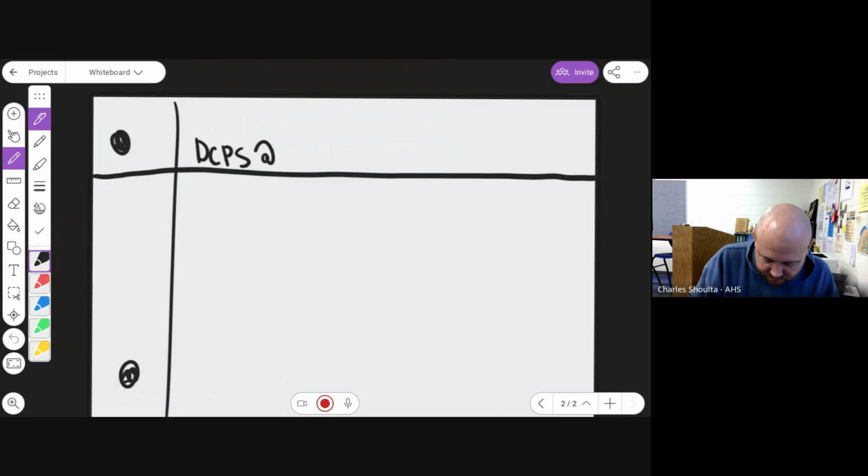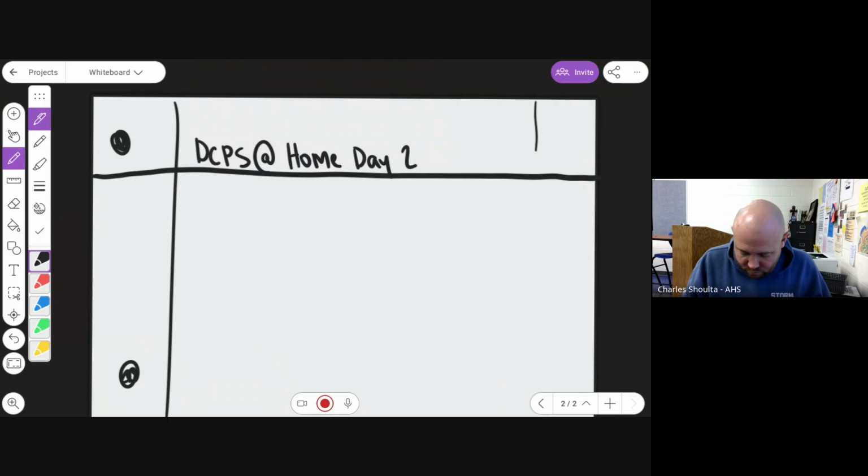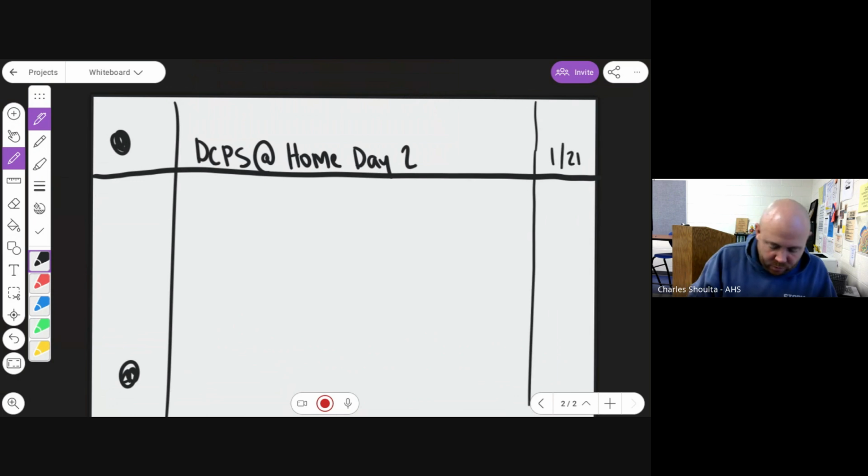DCPS at home day 2, and over here a lighter line. Today's date is 1-21, and we're going to do 3 problems. So that's how you're going to set it up. Everybody set your paper up nice and neat. Make sure that's the top. I am not going to write on this because it doesn't look like paper, so I'm just going to get rid of this, but that is what it should look like.